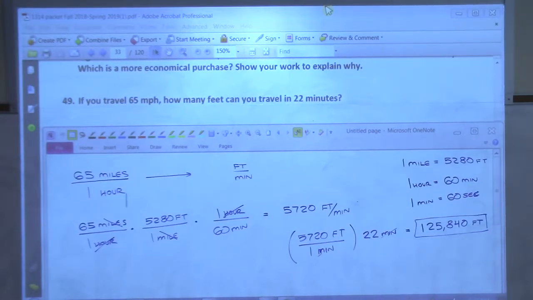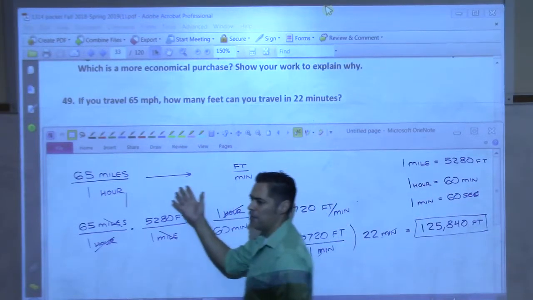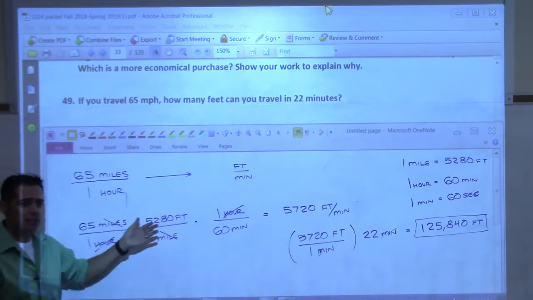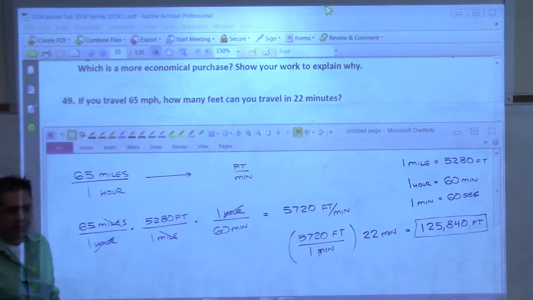Does that all make sense? I like to give problems like this on tests because it forces you to know which unit's on top, which is on bottom, and you have to do multiple conversions.